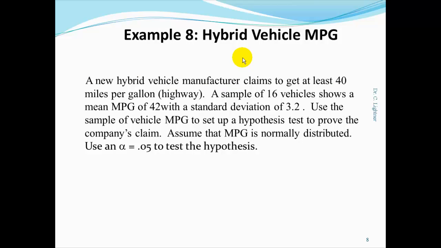Example 8. A new hybrid vehicle manufacturer claims to get at least 40 miles per gallon on the highway. A sample of 16 vehicles shows a mean miles per gallon of 42 with a standard deviation of 3.2. Use the sample of vehicle miles per gallon to set up a hypothesis test to prove the company's claim. Assume that miles per gallon is normally distributed. Use alpha equals 0.05 to test this hypothesis.